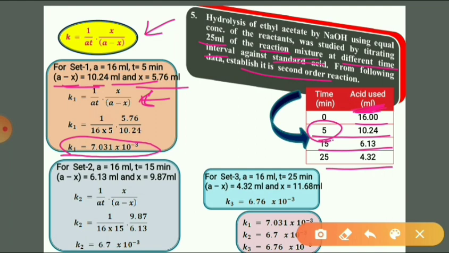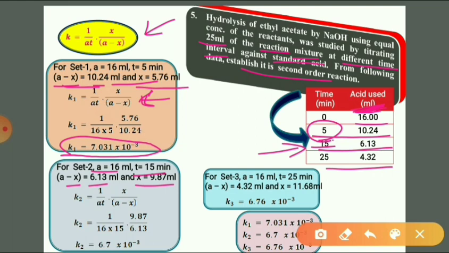Okay, so here the unit is dm cube per mole per minute. This is for set 2. Again we have to calculate in the same way for set 2, where a is 16 ml, t is 15 minutes, a minus x is 6.13, and the value of x becomes 9.87.